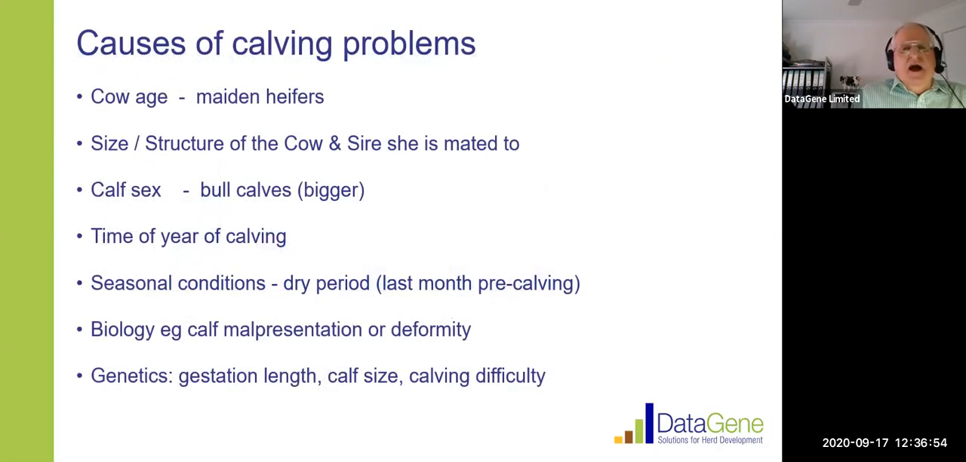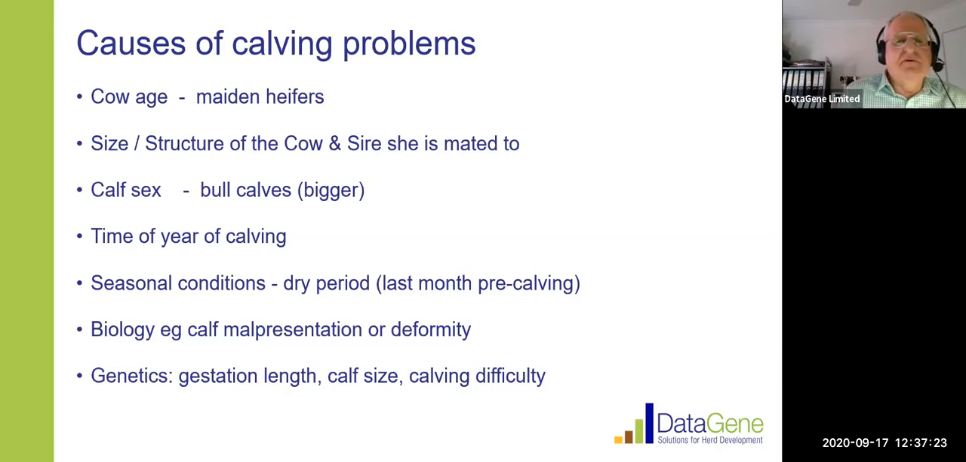So the cause of calving problems, and I've just listed the major ones here. Cow age has a big impact, and obviously the focus there is on maiden heifers having the most challenge. The size and structure of the cow or the heifer, and the sire she's mated to, can have a big impact. As we mentioned, the sex of the calf, so bull calves are bigger than female calves on average.